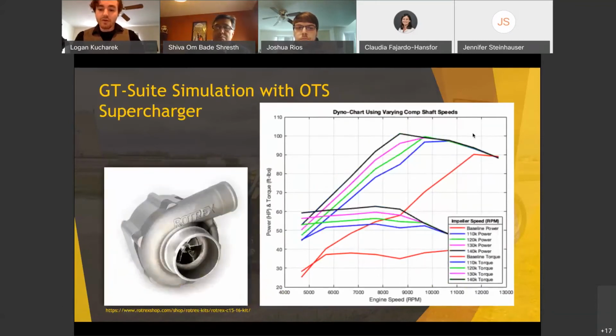So the Roadtrack C1516 has a gearbox ratio of 12.67. At 140,000 RPM at the impeller, we have an input shaft speed of 11,050 RPM. Much better for electric motor selection. Tests were completed at impeller speeds of 110, 120, 130, and 140,000 RPM.